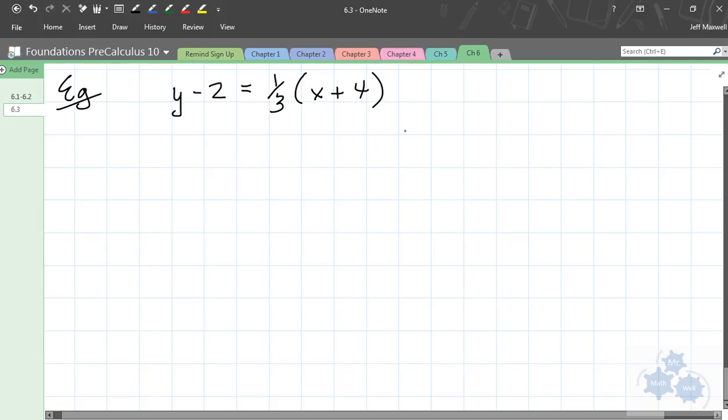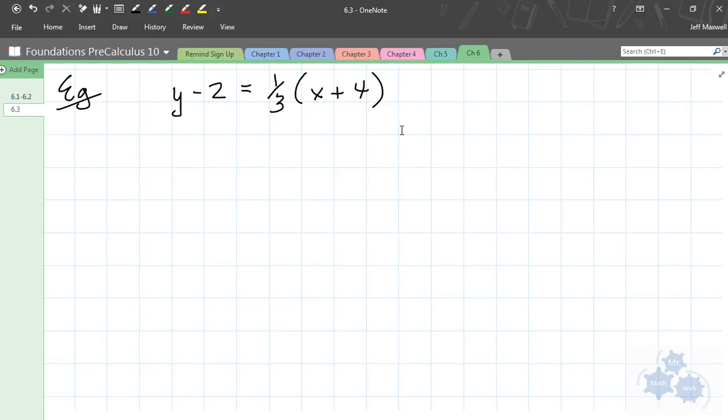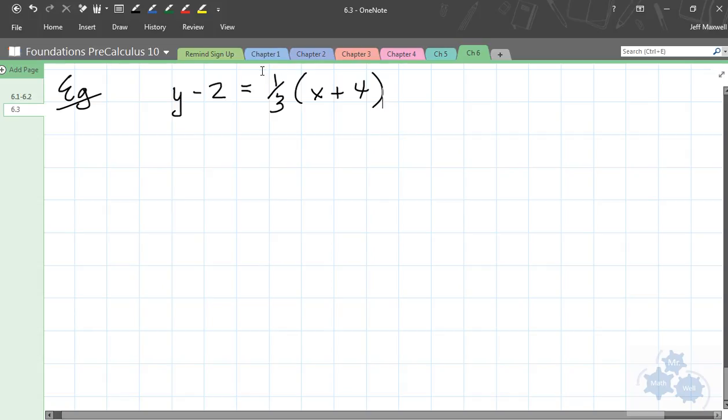Okay, so for this example, if I gave you this equation of a line, and I asked you a few questions about it, you should be able to answer a few basic questions. Like, for example, what is the slope of this line? It is 1 over 3. Good. 1/3. All right, so here's the m part of the equation. That's the slope. Got it?